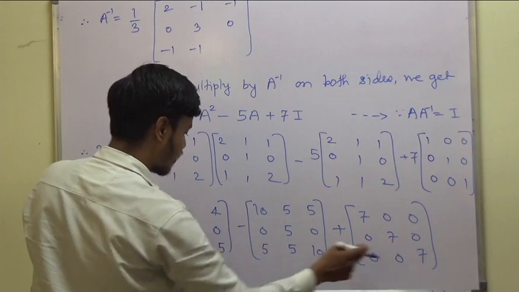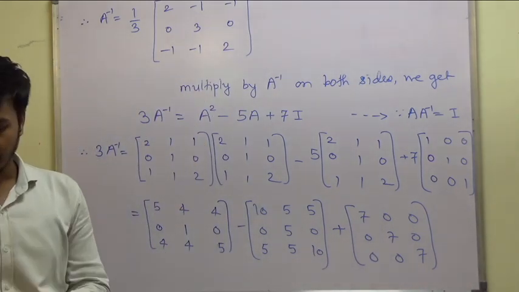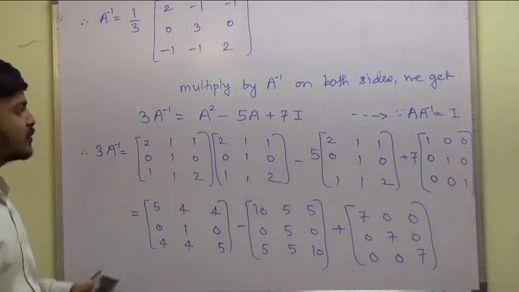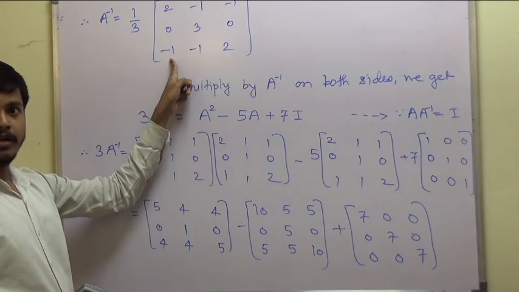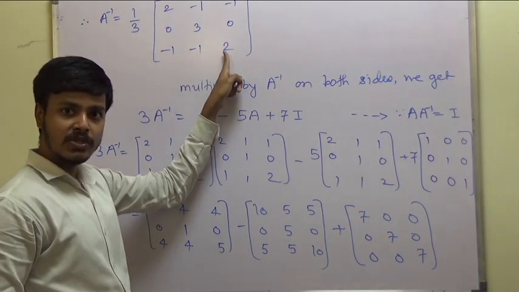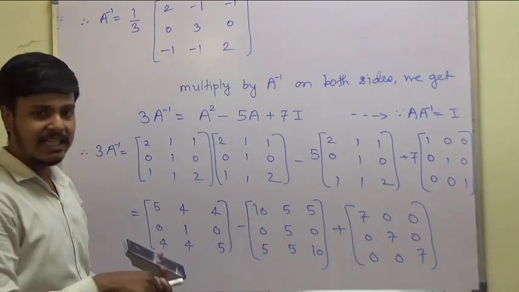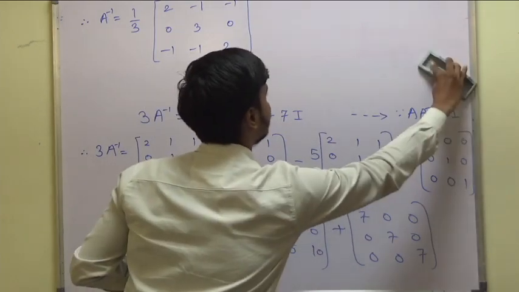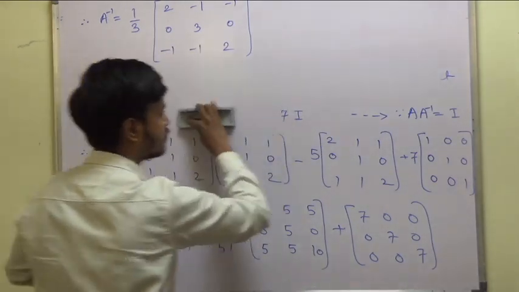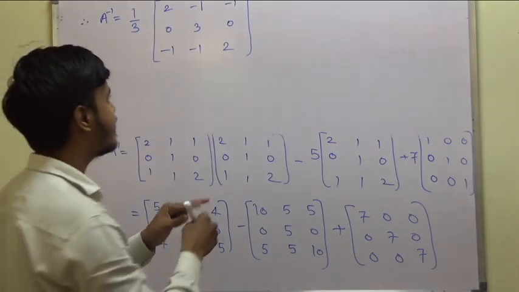5 12 2. So I am getting A inverse. I am getting the value of A inverse as 2 minus 1 1, 0 3 0, minus 1 minus 1 and 2. Okay, so this is nothing but A inverse. But do we need A inverse? No, we wanted to find A power minus 2. So what you can write is, just to save some space, I am writing here.